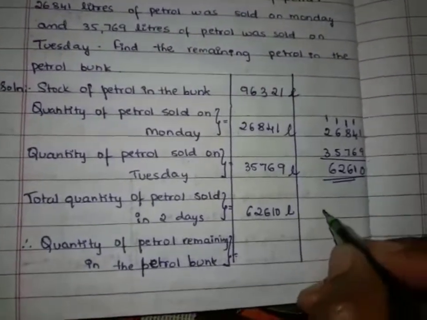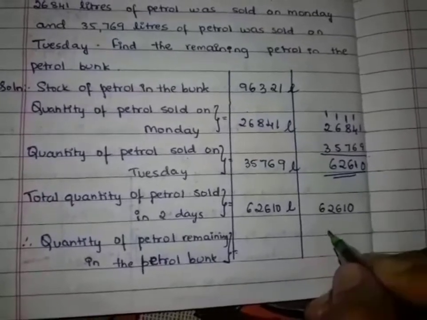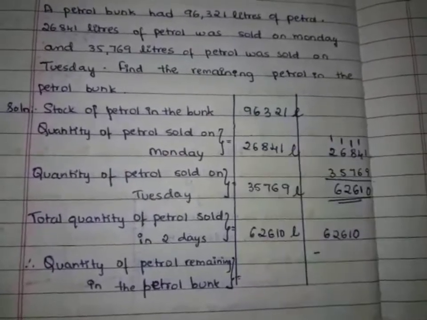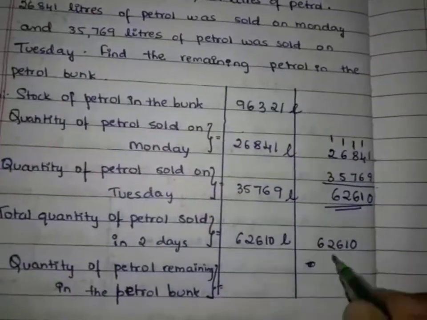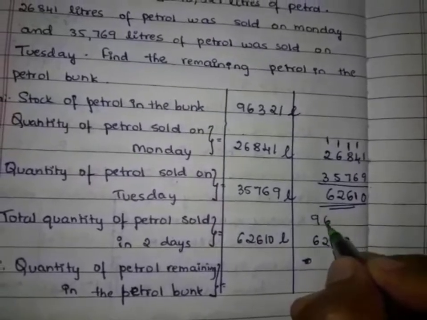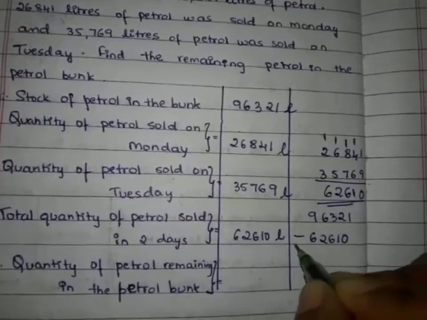We have to find the amount of petrol remaining. How do we find it? We subtract 62,610 from 96,321. So we have to subtract these two numbers.